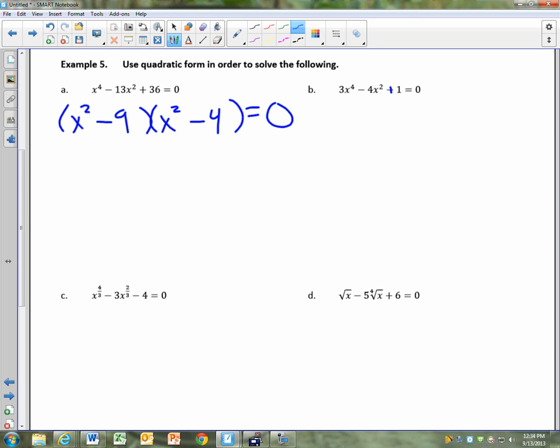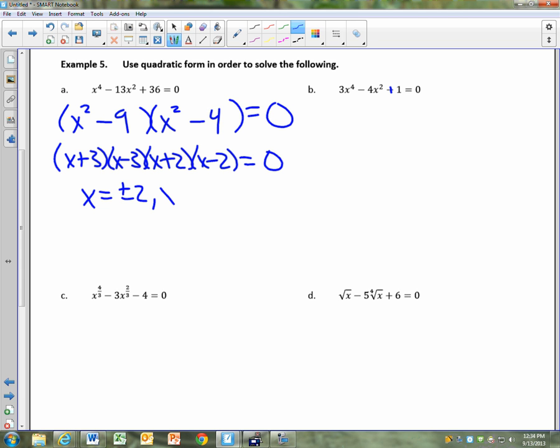All right, do these factor? They sure do. From the beginning, you could tell that you should have how many solutions? 4. And x equals plus or minus 3. So you have plus or minus 2 and plus or minus 3.